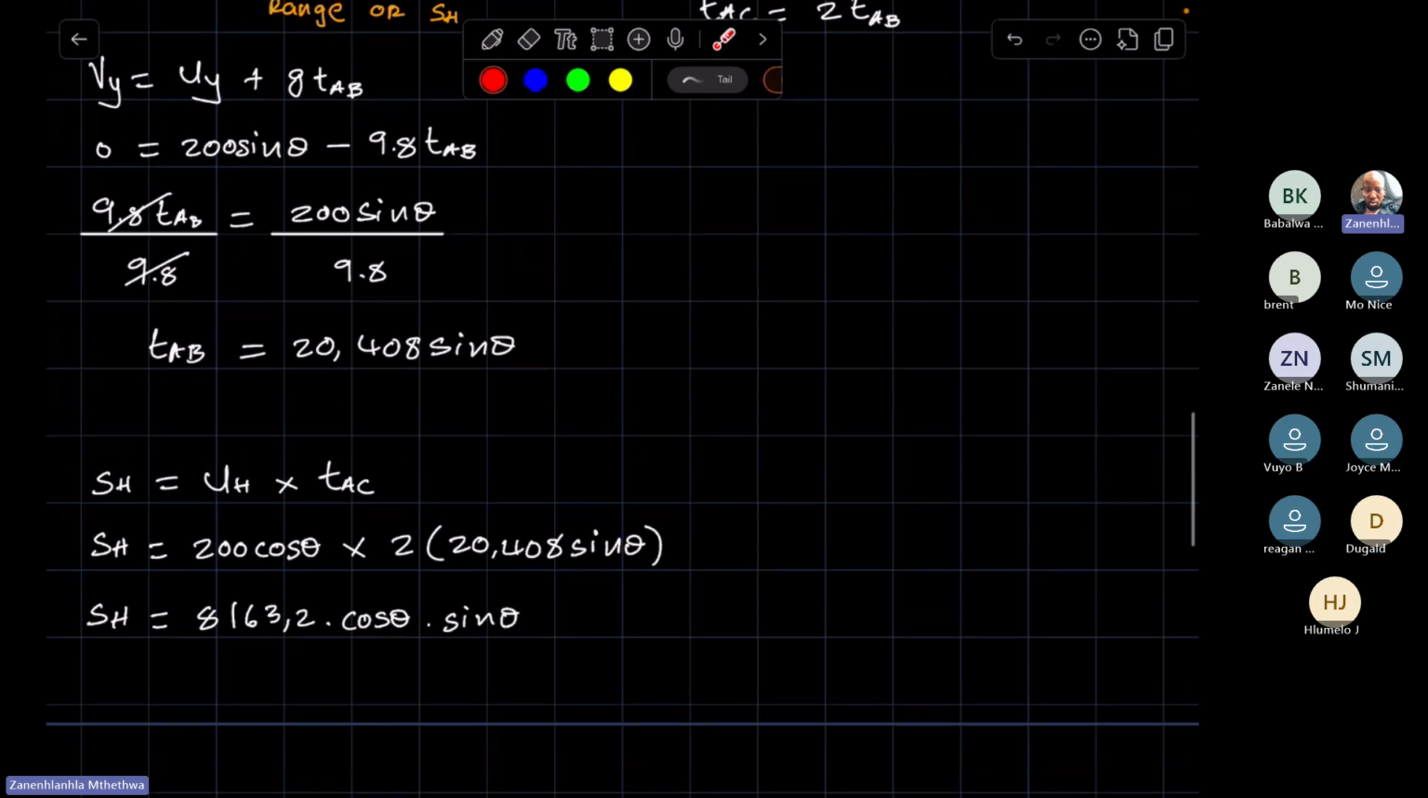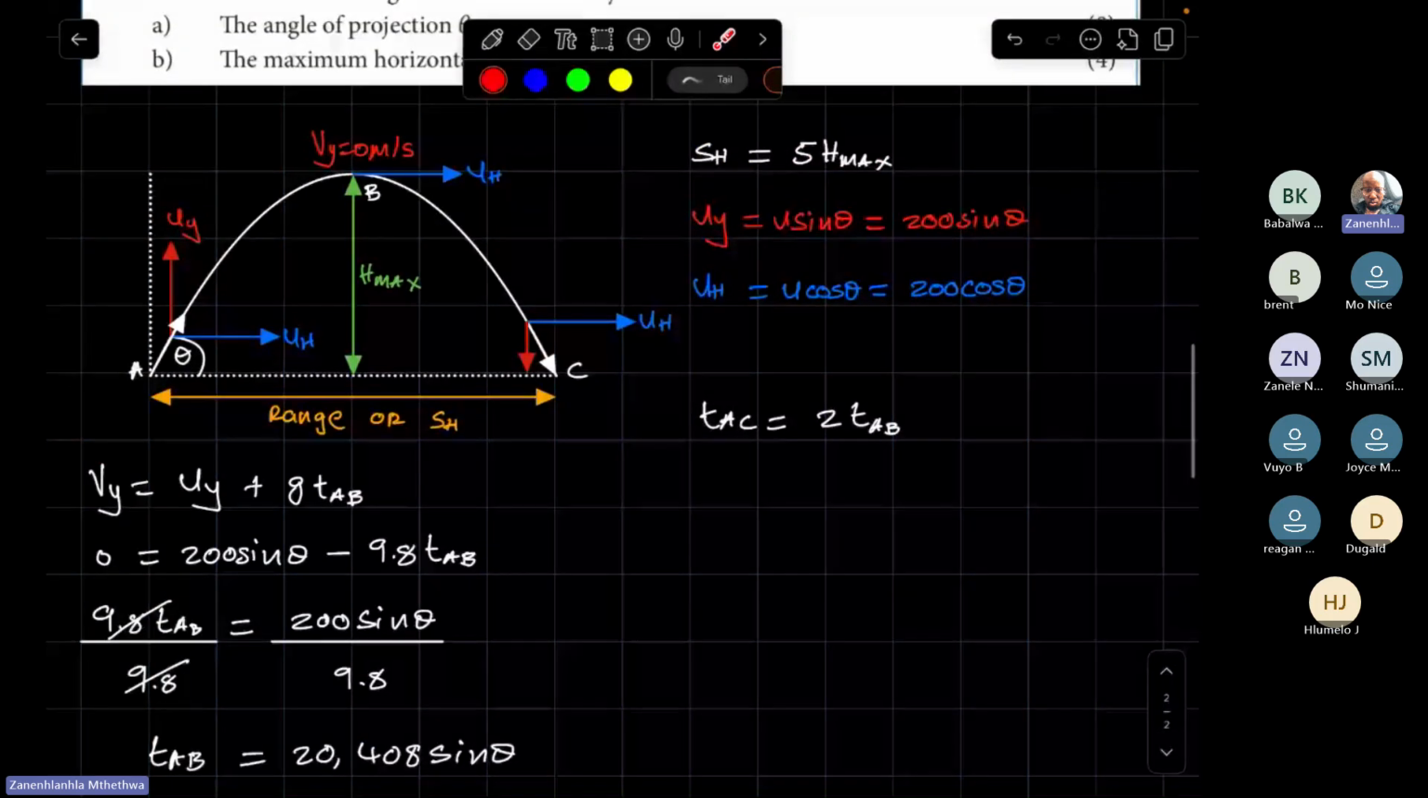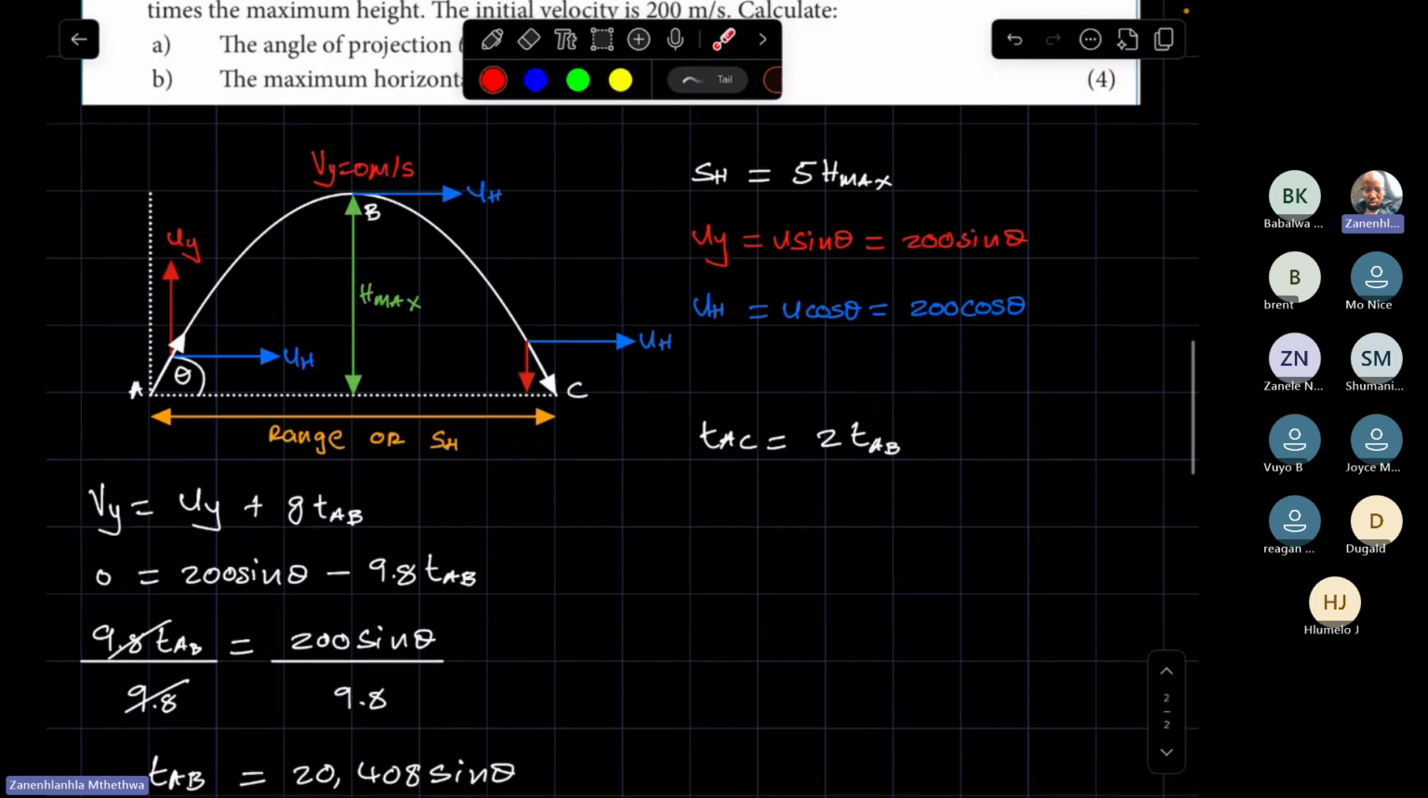Now we are going to do the same for H max. We have to get what H max is equal to, also expressing H max in terms of theta, be it sine theta or cos theta. Are we still together?